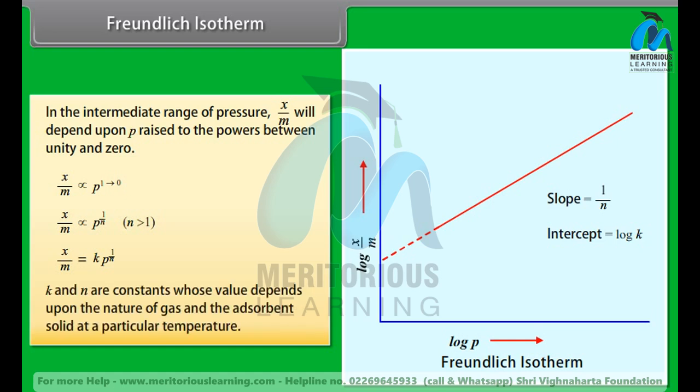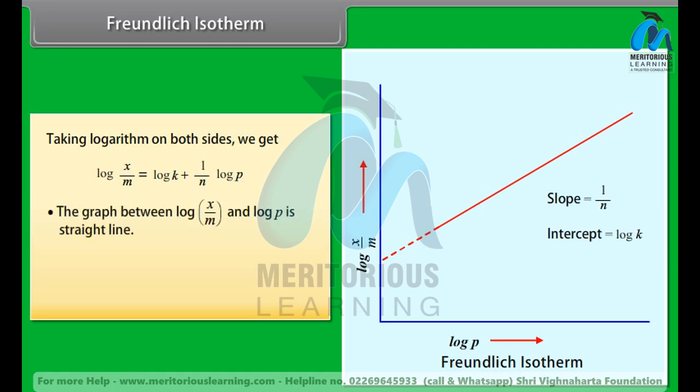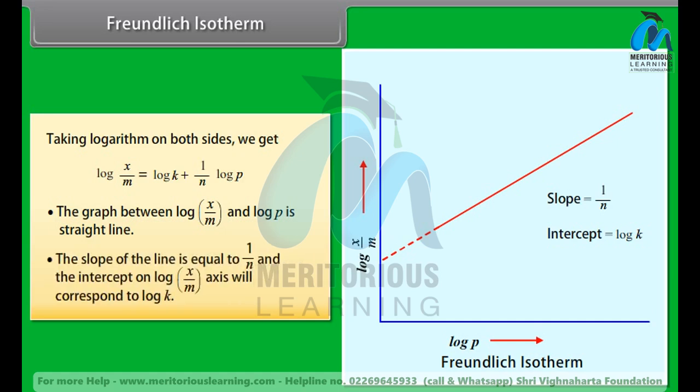K and n are constants, whose values depend upon the nature of the gas and the adsorbent solid at a particular temperature. Taking logarithm on both sides, we get log(x/m) = log K + (1/n) log P. The graph between log(x/m) and log P is a straight line. The slope of the line is equal to 1/n, and the intercept on the log(x/m) axis will correspond to log K.